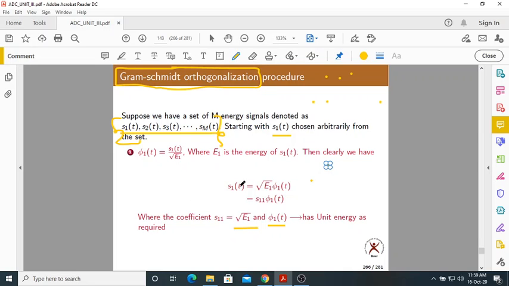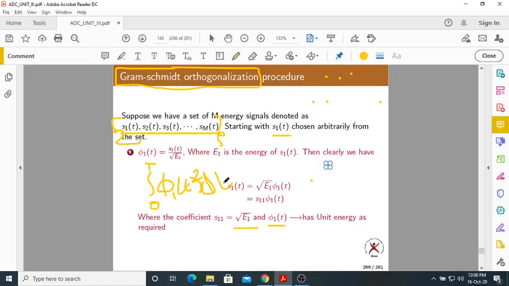What do we do? From the set of M energy signals, take one signal and divide that signal by the square root of its energy. You get the first basis function. If you find the energy of phi 1 of t, what will happen? It is the integration from 0 to T of phi 1 of t whole squared dt. That is the energy of phi 1 of t, isn't it?